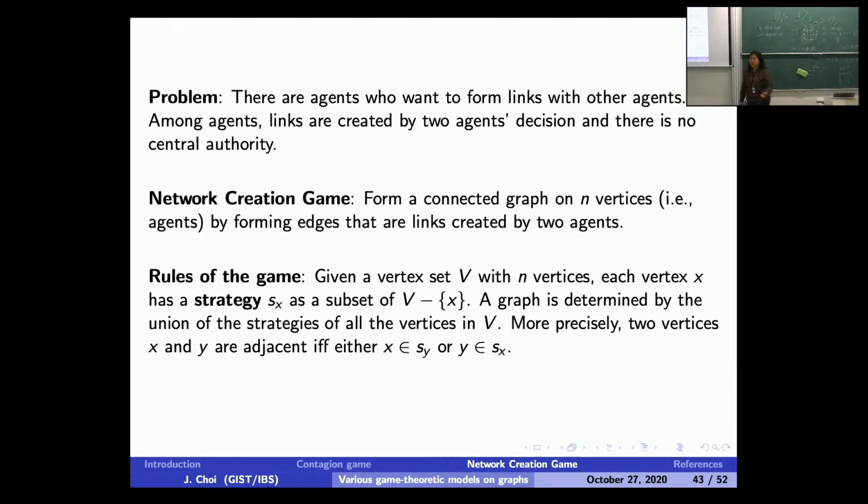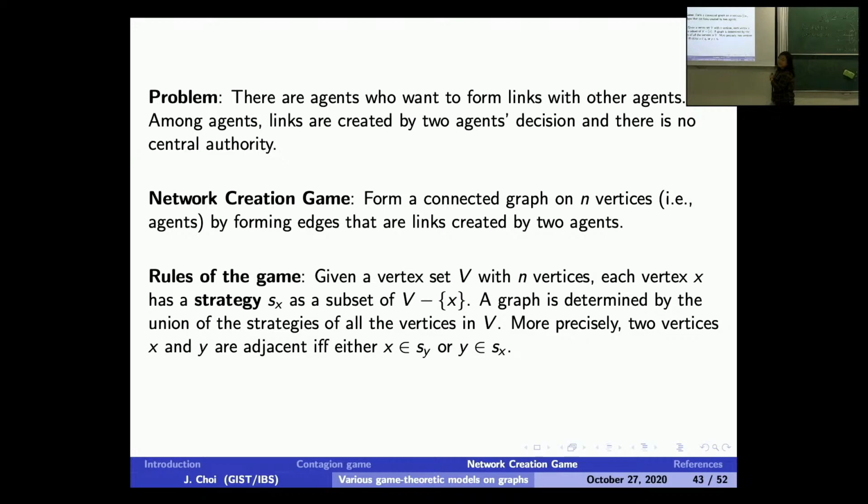But there is a bilateral version. In that case, to form an edge, both parties must agree to pay, because they will pay this shared cost. But in this case, that's the unilateral situation.